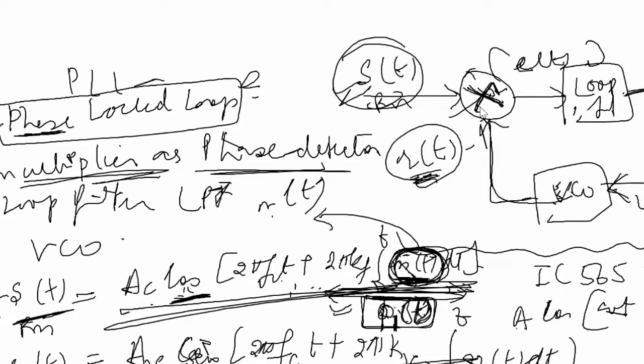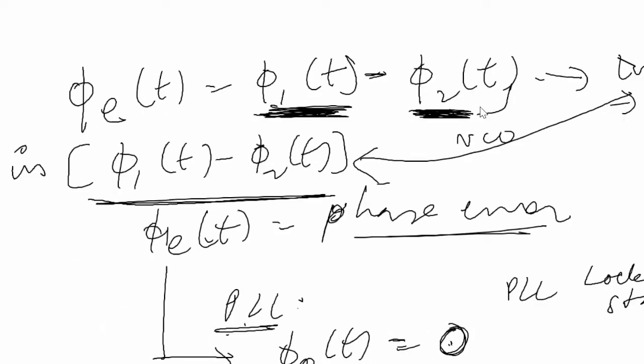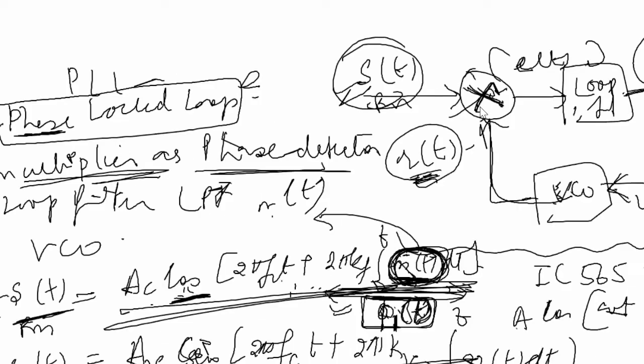So that voltage V of t, which has made phi 2t equal to phi 1t, is extracted as your message signal M of t. In that time the phase error will become equal to 0 and the PLL will be in the lock state. Finally, with all the derivations, you will find that V of t output from the PLL becomes proportional to KF by KV into M of t, and we will be able to extract the message signal. So this is the concept of the phase locked loop.